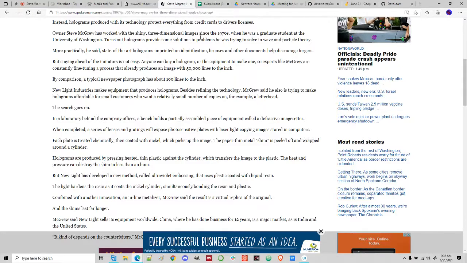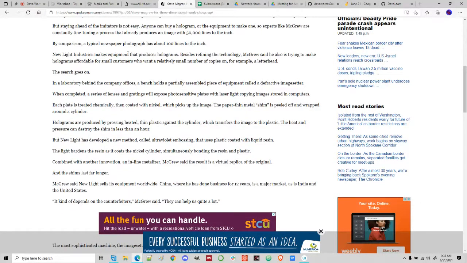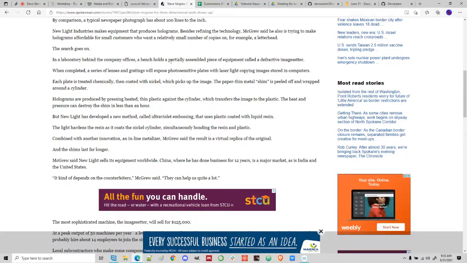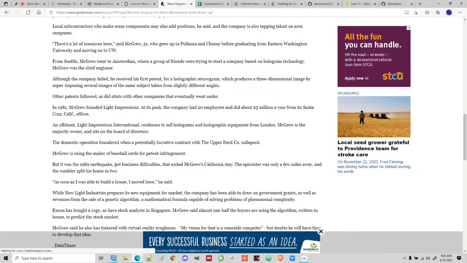And he's been doing this sort of stuff with holography for decades. This really has its roots in physics. So it's not just engineering, it's also a lot of physics that you have to be conversant in. New Light Industries makes equipment that produces holograms. Besides refining the technology, McGrew said he also is trying to make holograms affordable for small customers who want a relatively small number of copies on, for example, a letterhead. So this article basically profiles the business.